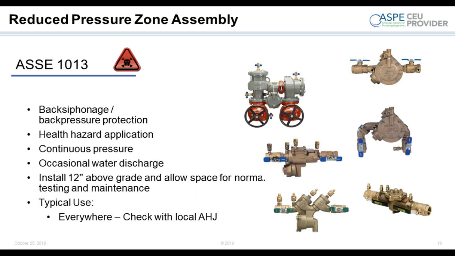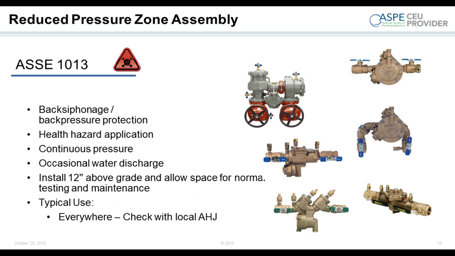So let's move on to RPs. We'll go pretty quickly. So a reduced pressure zone assembly, it's an ASSE 1013 device, also known as an RP or an RPZ. The main difference between the RP and the DC is the relief valve. So you'll see them in a few different ways on this page, right? They're hanging down typically off the bottom of the valve.